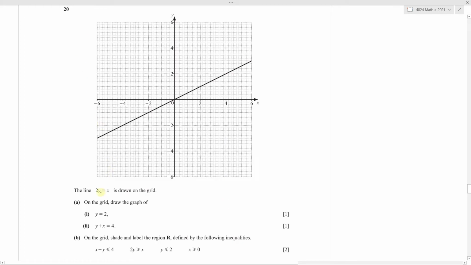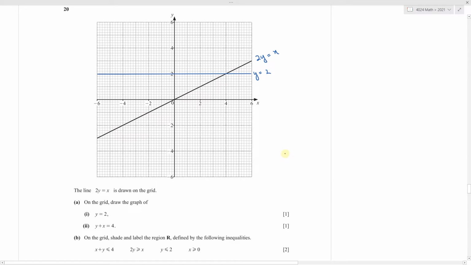Question number 20 is the line 2y equals x is drawn on the grid. So this line is 2y equals x. On the grid, draw the graph of y equals 2. So y equals 2 will be a line here. So let me draw that as well. So this is y equals 2, and then x plus y equals 4.